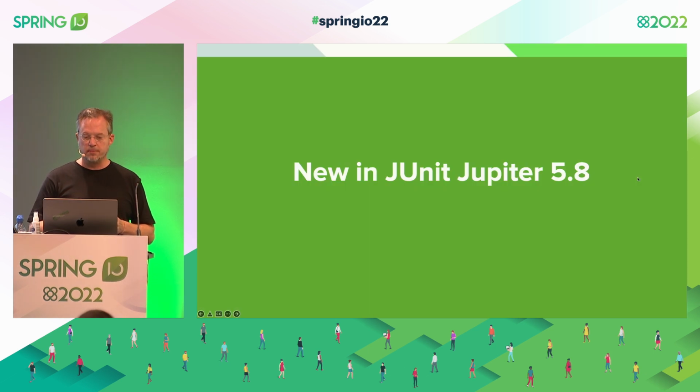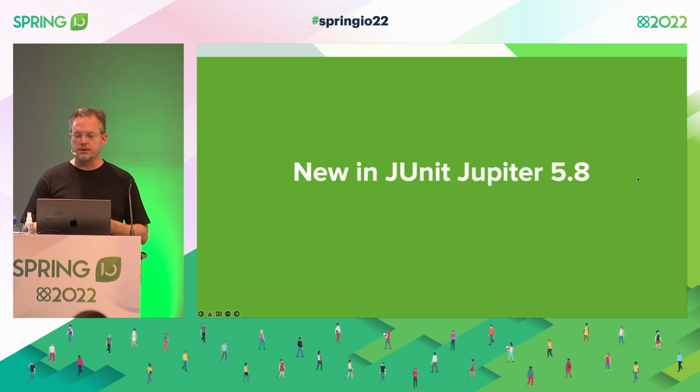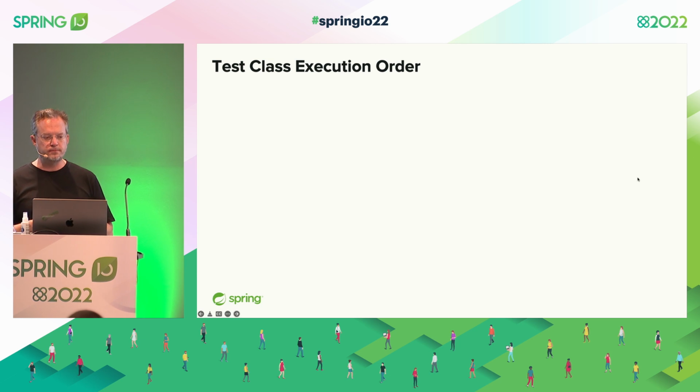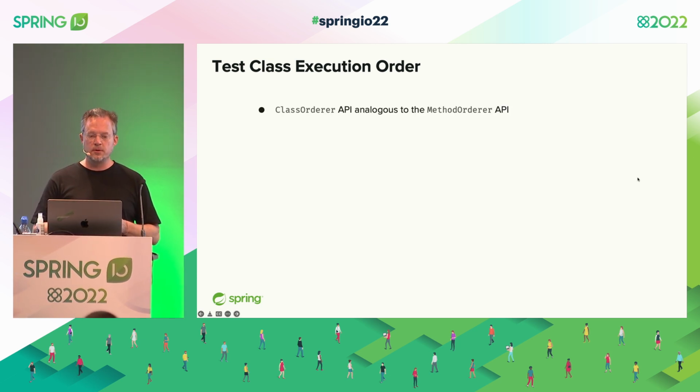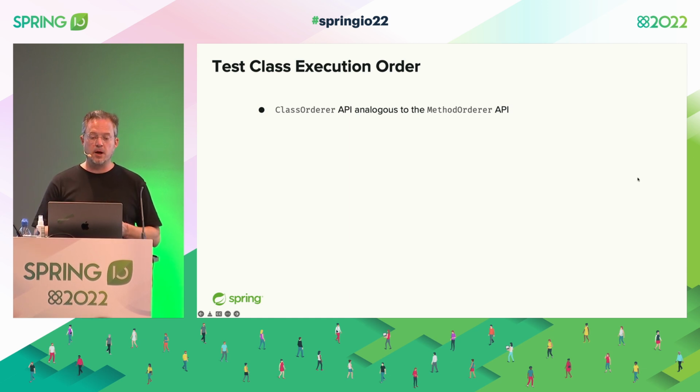So now for the major features in JUnit Jupiter, the programming model. This is often what people refer to as writing tests in JUnit 5. We have new test class execution order support. There's a new ClassOrderer API, which is analogous to the MethodOrderer one that we already had for several generations of the framework.